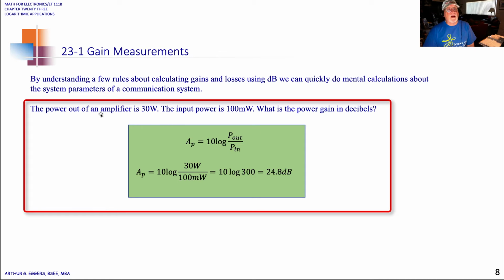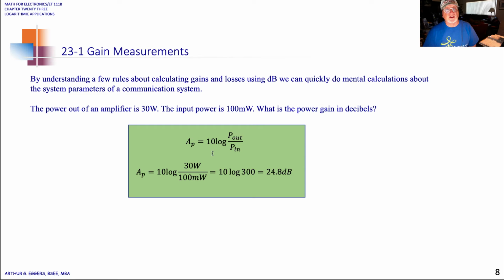So the power out of an amplifier is 30 watts. As an example, a 30-watt amplifier, power out. The input power is 100 milliwatts. So you can see we've taken something that has a very small input, but we want to turn it into a significantly larger output. What is the power gain in decibels? We want to determine what kind of gain we have when we start putting this together.